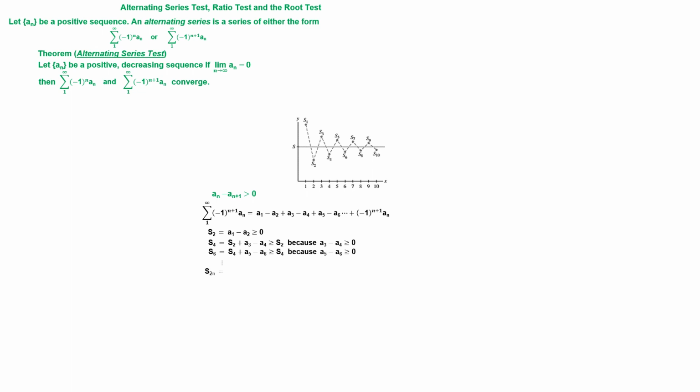We can rewrite the even partial sums as follows. And we can see that every term in brackets is positive. So this partial sum is less than or equal to the first term. Therefore, the sequence of even partial sums is increasing and bounded above. It is therefore convergent by the monotonic sequence theorem. Let L be its limit.